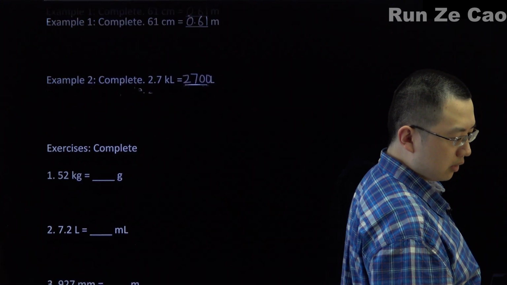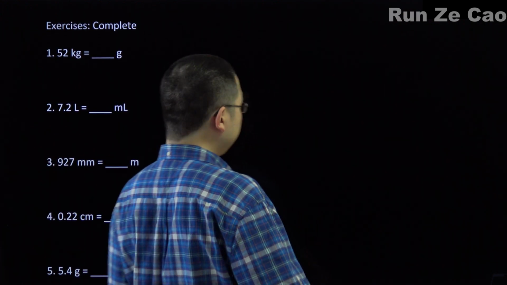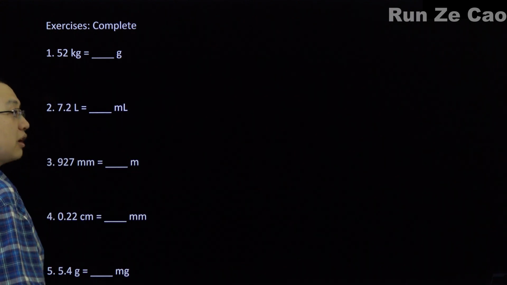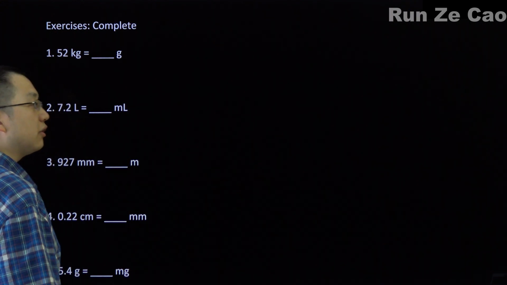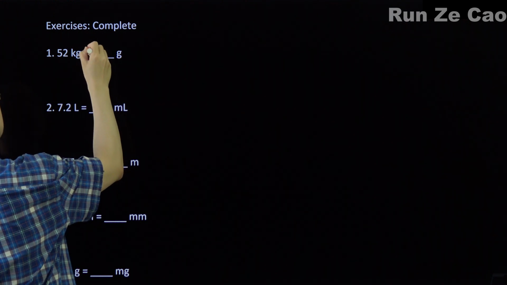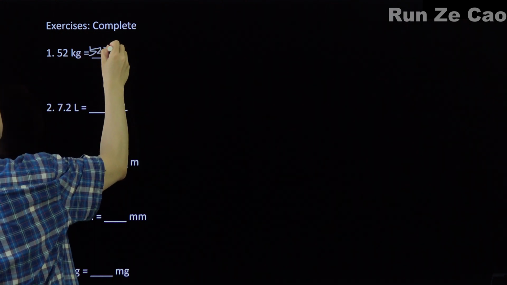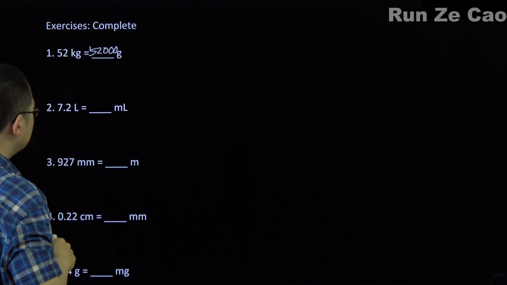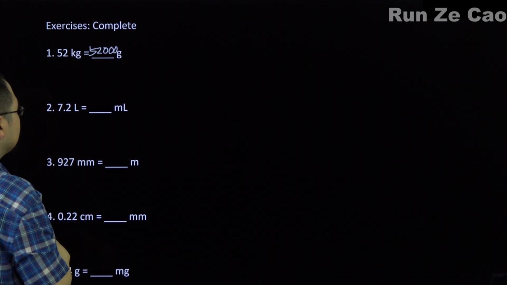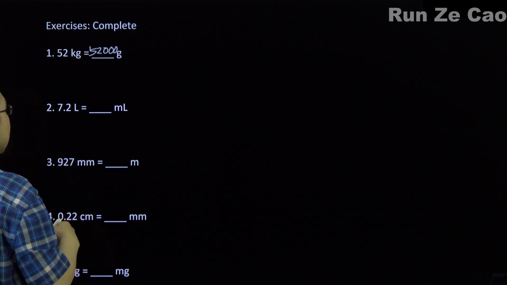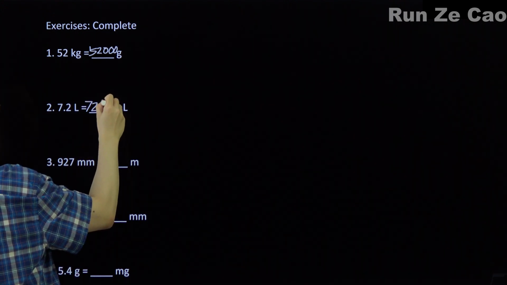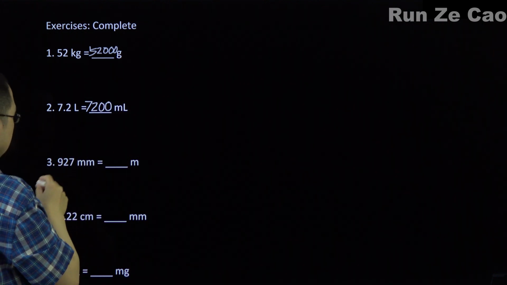Alright, let's do these exercises here. 52 kilograms is how many grams? Kilogram literally means 1,000 grams. So 52 kilograms is 52,000 grams. 7.2 liters is how many milliliters? Well, a liter is 1,000 milliliters, so converted, this is 7,200 milliliters.